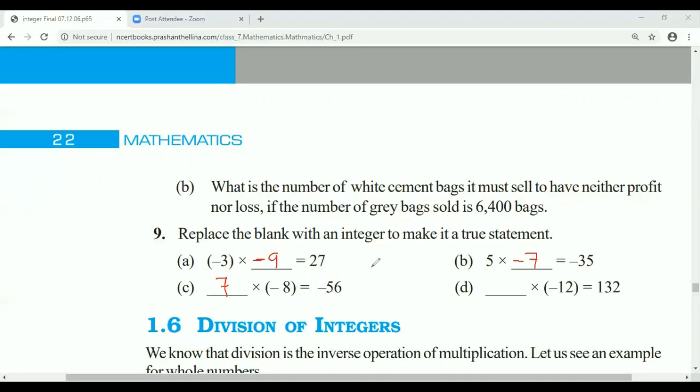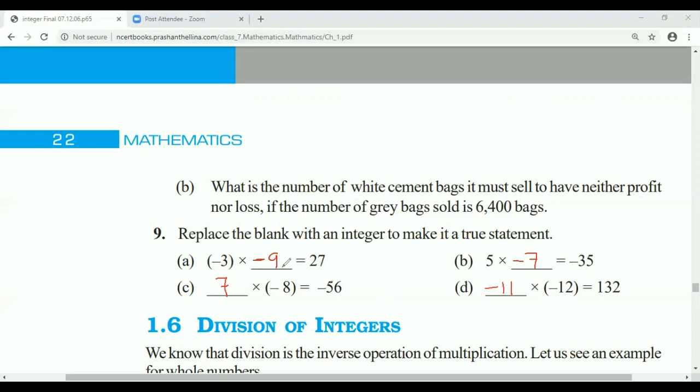In the last question, the answer is positive, so the number to be multiplied here must be negative. Negative into negative, you will get a positive. So the number to be multiplied here must be negative 11.